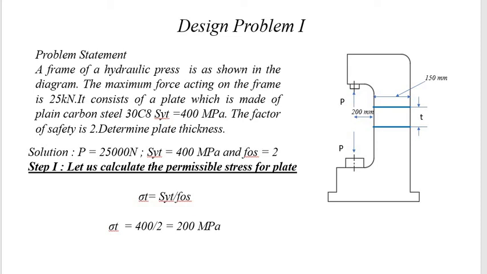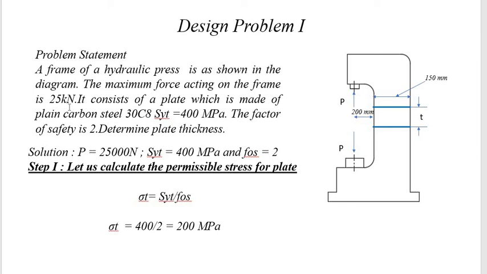Problem statement. A frame of a hydraulic press is as shown in the diagram. The maximum force acting on the frame is 25 kN and it consists of a plate which is made up of plain carbon steel, that is 30C8, which is the designation of the steel, and the yield strength SYT is 400 MPa and the factor of safety is 2. Determine the plate thickness. If we observe the diagram towards our right, we will find that it is an eccentric loaded problem.